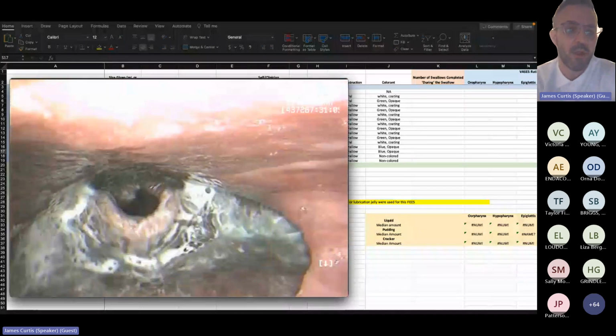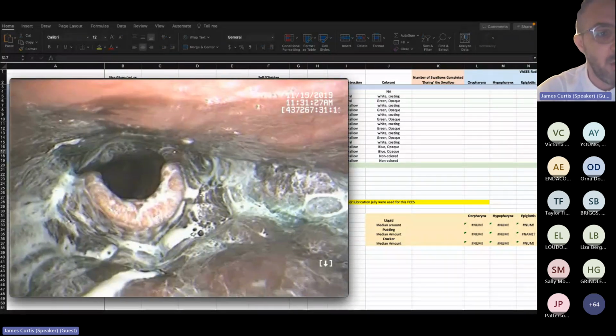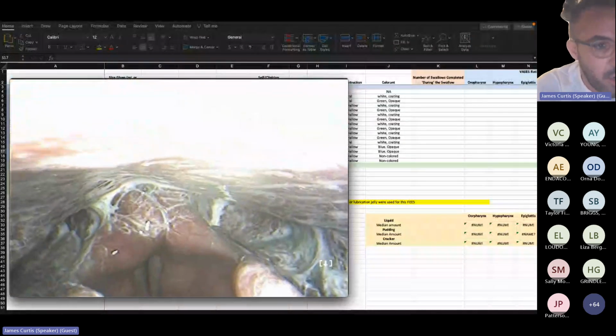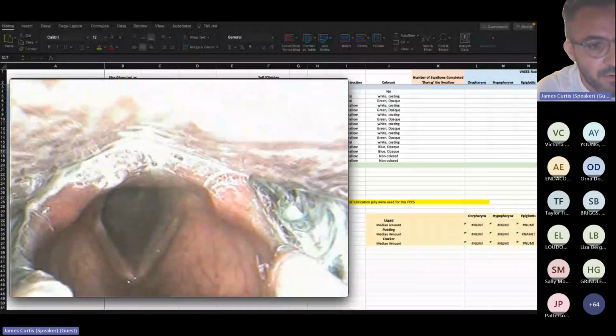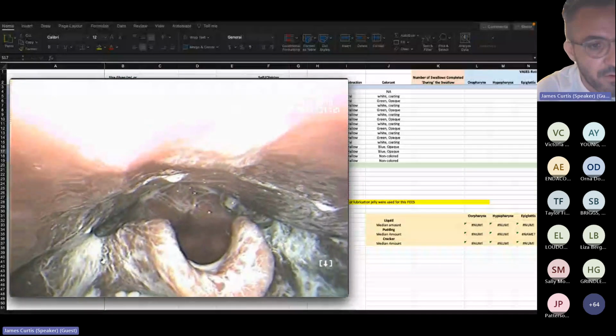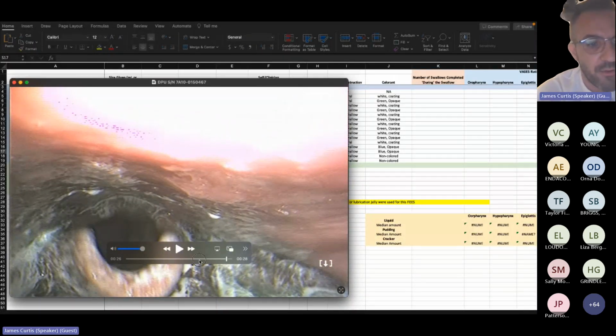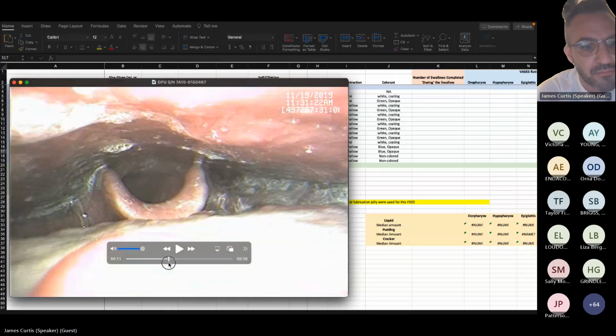So here would be an example. We just watched a little swallow. We're waiting until the end. We're waiting until we start to advance the scope. We get a nice view of everything. Here we see the piriforms at their largest. We saw that the base of tongue was kind of further away from the epiglottis and what that housing space might look like.